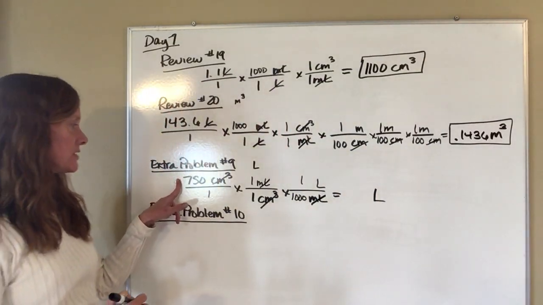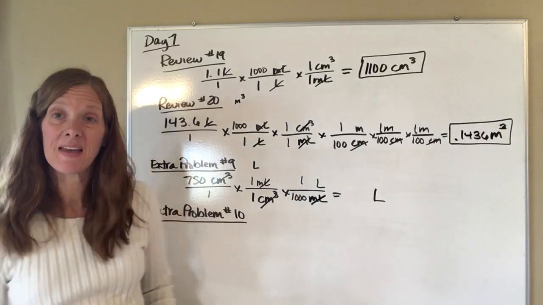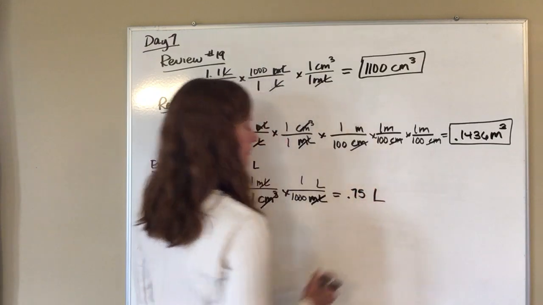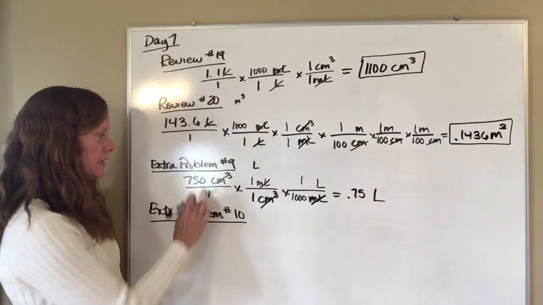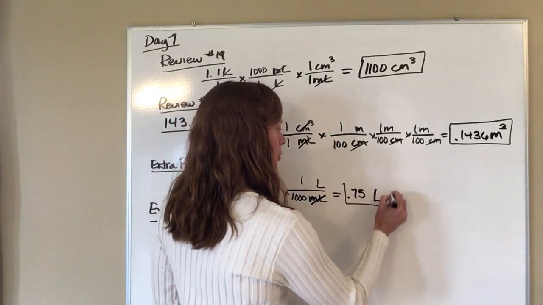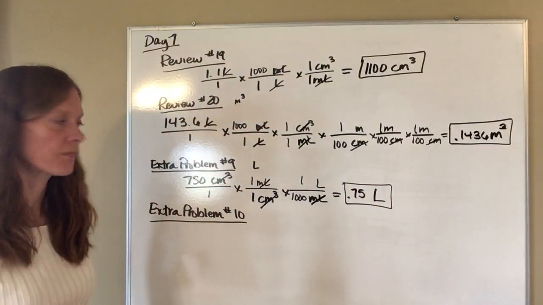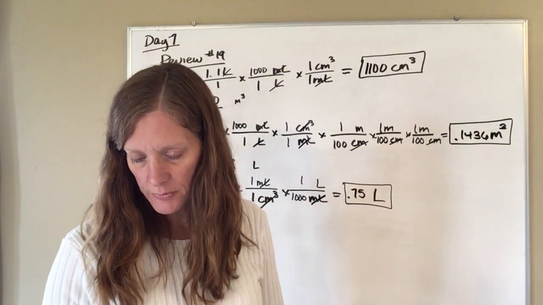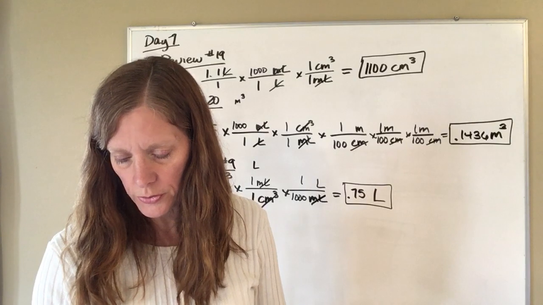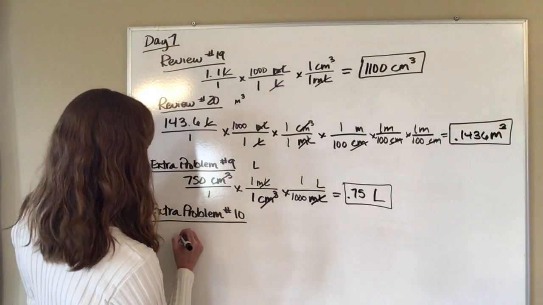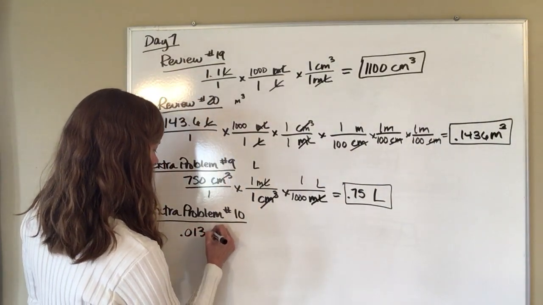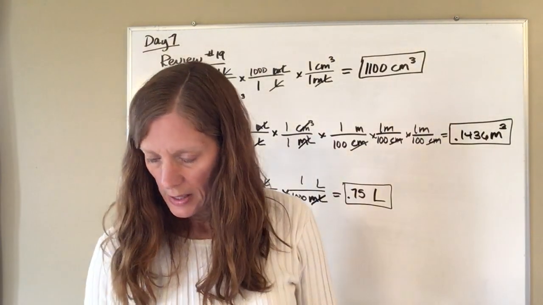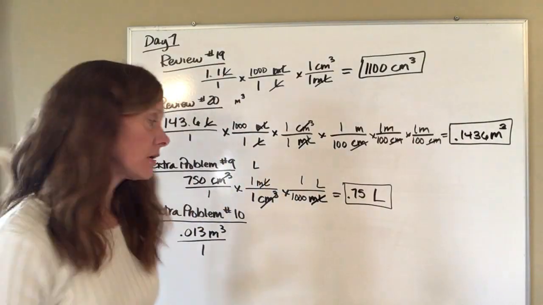So what I've done is I've taken 750 and I've divided it by 1,000, and so that will give me a final answer of 0.75 liters. Just 2 significant figures in that one because that 0 is not significant. So 0.75 liters. Okay. Finally then, extra problem number 10. A sample of a liquid has a volume of 0.013 cubic meters. So that's what they're giving me to start with. And they're asking me for a volume in liters.